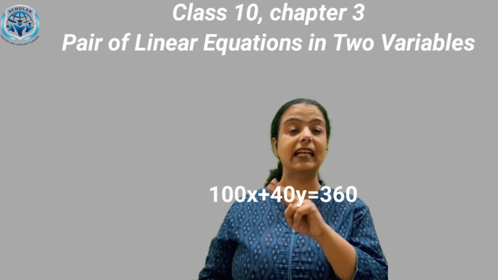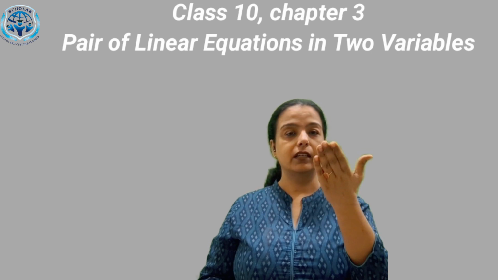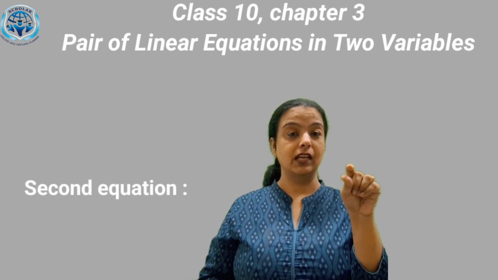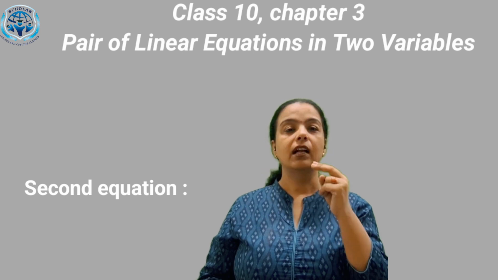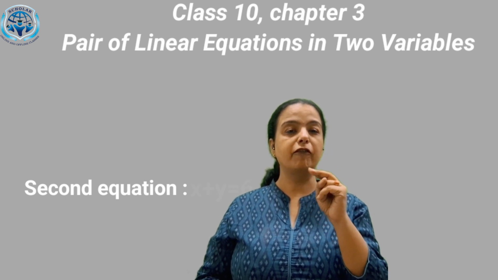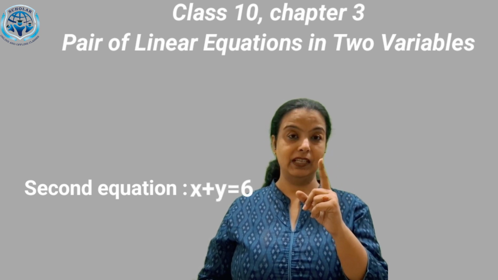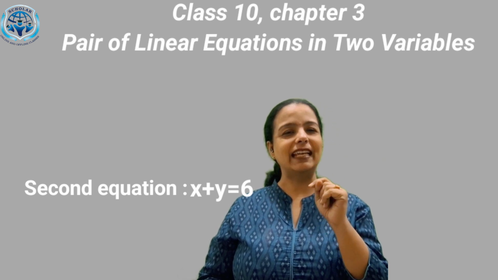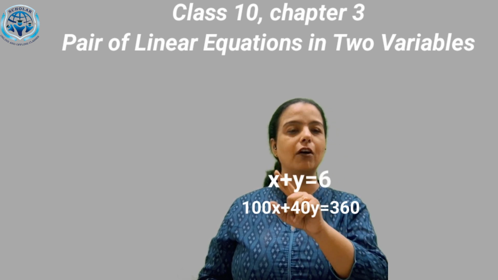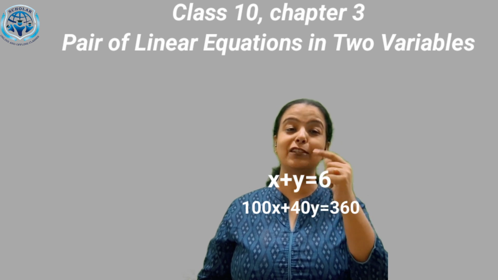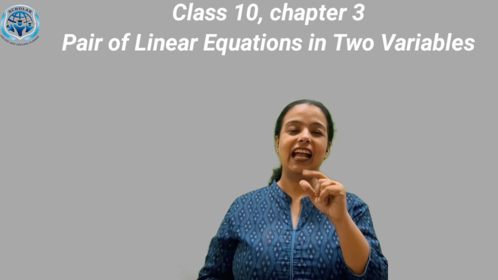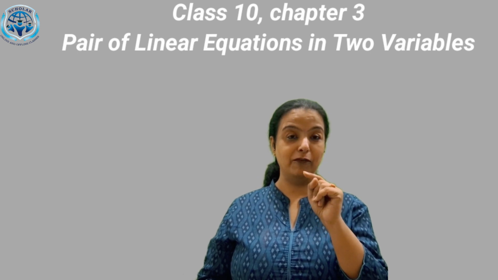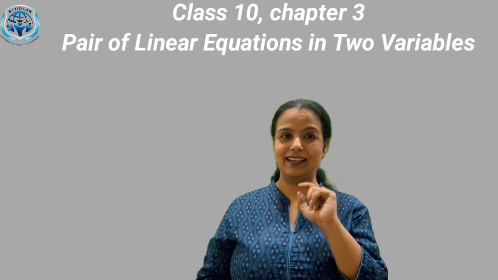There are two variables x and y, right? You have just used that data to form the equation. Now the second equation will be the total kilos of fruit is 6. So x plus y is equal to 6. So you can easily find out the value of x and y by solving these two equations, and you will be able to know the exact kilos that you have bought of mangoes and of bananas.